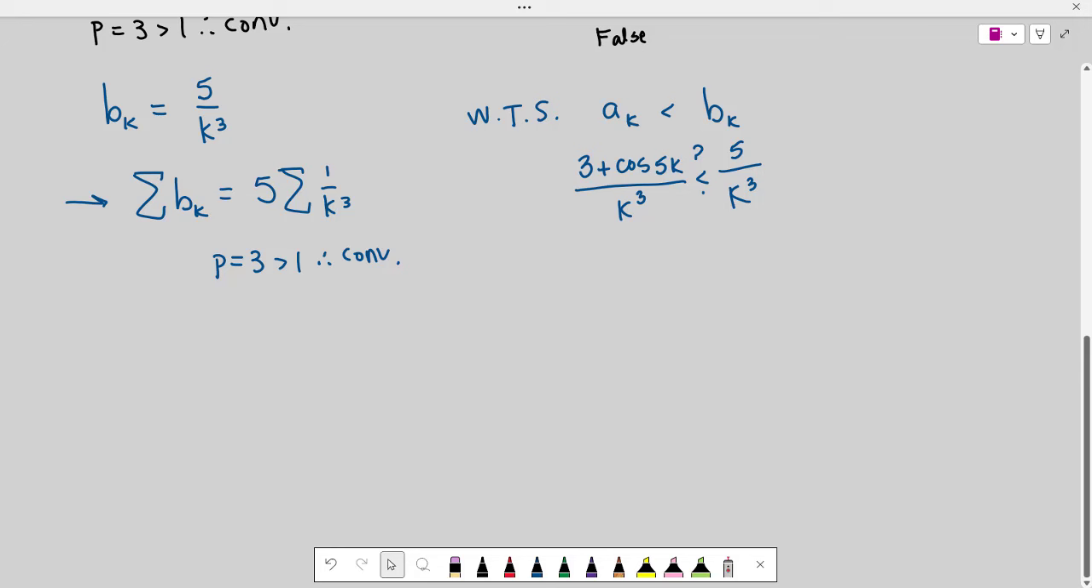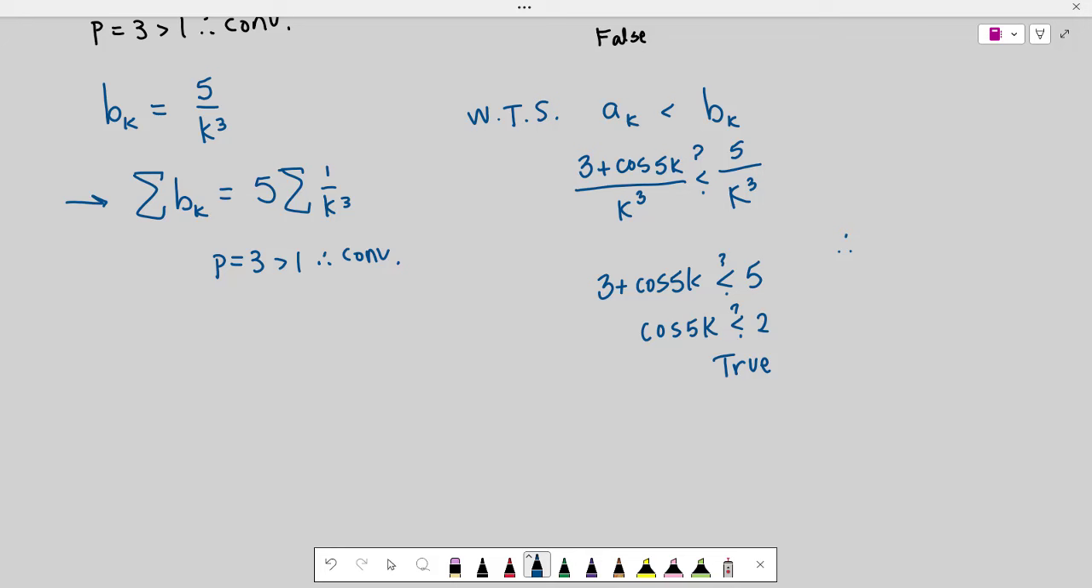Once again, the denominators vanish. And once the denominators are vanishing, poof, they're gone. We've got that. We can subtract off the 3 if we want to go down even further. And of course, that's true. Cosine is never greater than positive 1. It's never more negative than negative 1. So this is true. That is true. So therefore, what? They both converge, right?